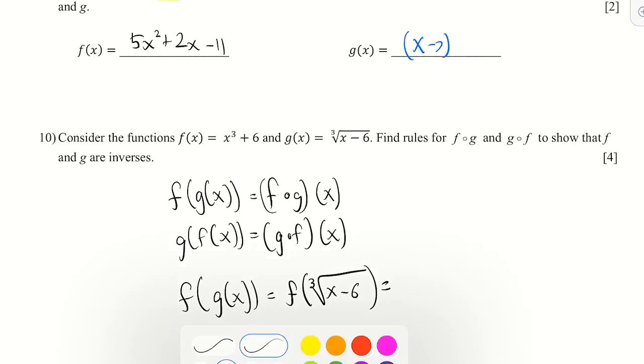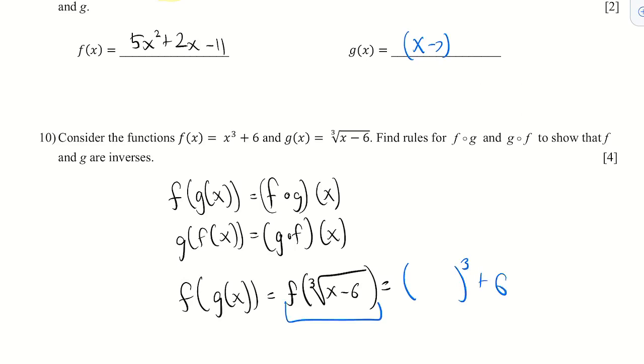And then we're going to write f of x without the parentheses. So I'm going to write x to the third power plus 6, right? And isn't that technically what f is? So what I'm going to do here is place g of x, which is that value, right into that parentheses. Now, I have a cube root and a cube, they cancel with one another, so I'm technically left with x minus 6 plus 6, which ends up giving me x.